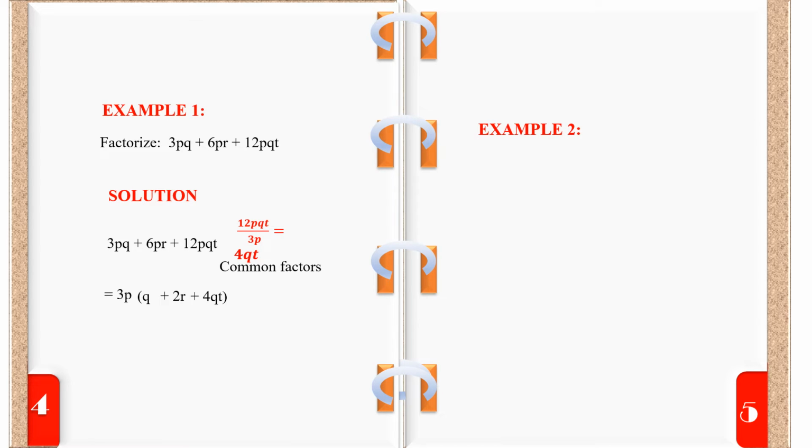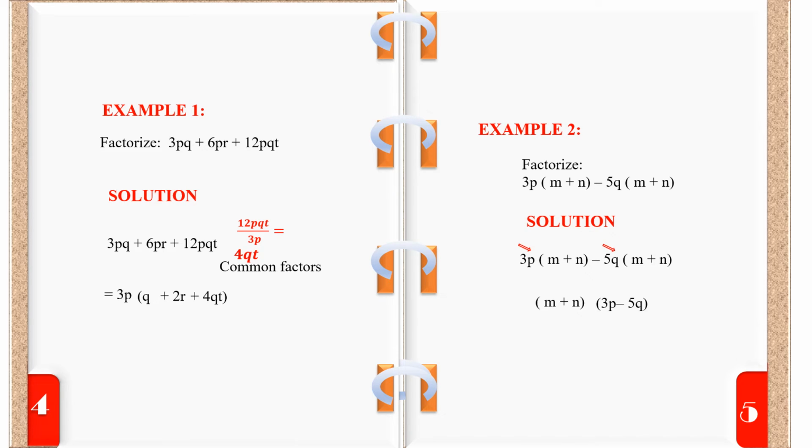Now let's look at another example here. You have to factorize 3p into bracket n plus m minus 5q into bracket n plus m. So you can see that to solve that, we can see that n plus m is common to both sides. So we are going to have our n plus m be written once, then 3p minus 5q will also be in the brackets.